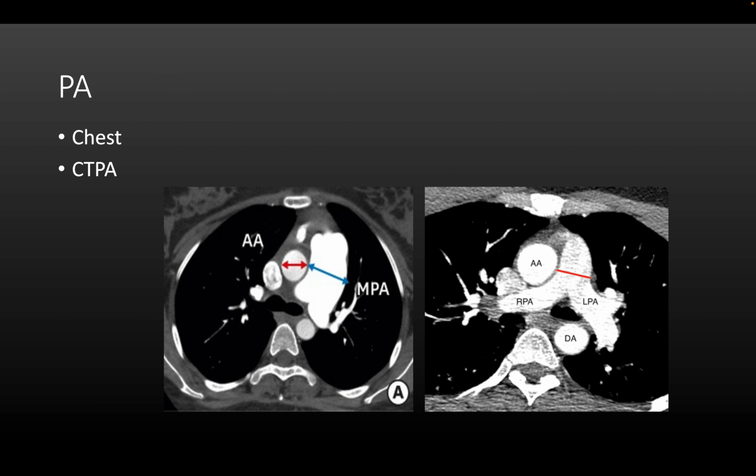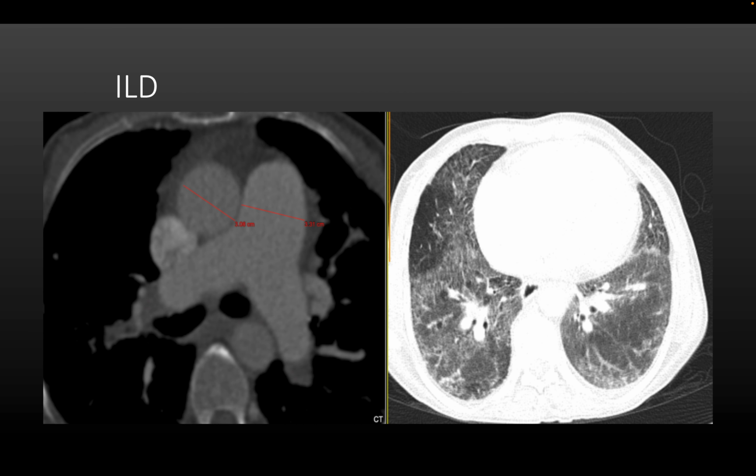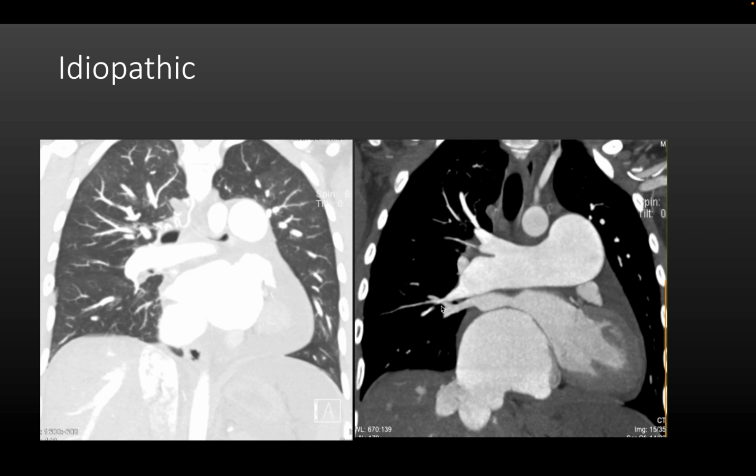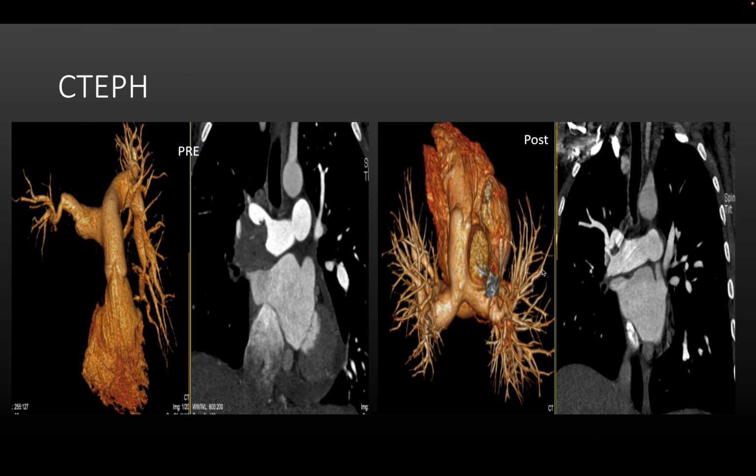So detection of calcification. Pulmonary hypertension, accurate measurements of the diameter of the pulmonary artery compared to the aorta at the same level, and also sometimes detect the cause. For example, in this case, it's interstitial lung disease. Sometimes it's idiopathic, dilated pulmonaries, but there is no clear cause on CT.